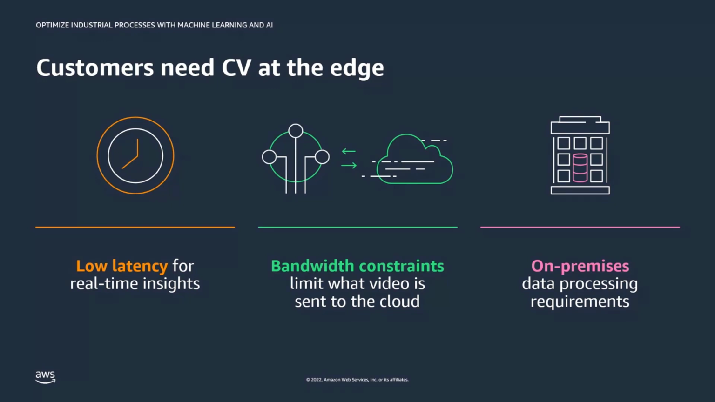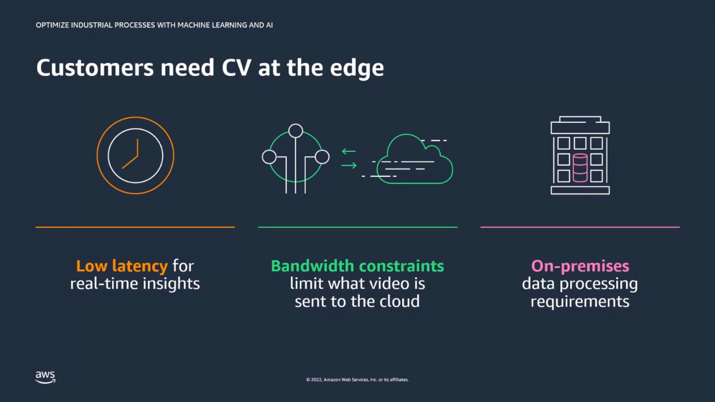And then some customers operate in environments where there are bandwidth constraints related to cost or infrastructure or simply intermittent connectivity. And in those instances, it's either very expensive to send high bandwidth video streams back to the cloud, or customers simply don't have sufficient bandwidth to do that. They would prefer to be able to process all of this video data at the edge and then optionally send select data back to the cloud.